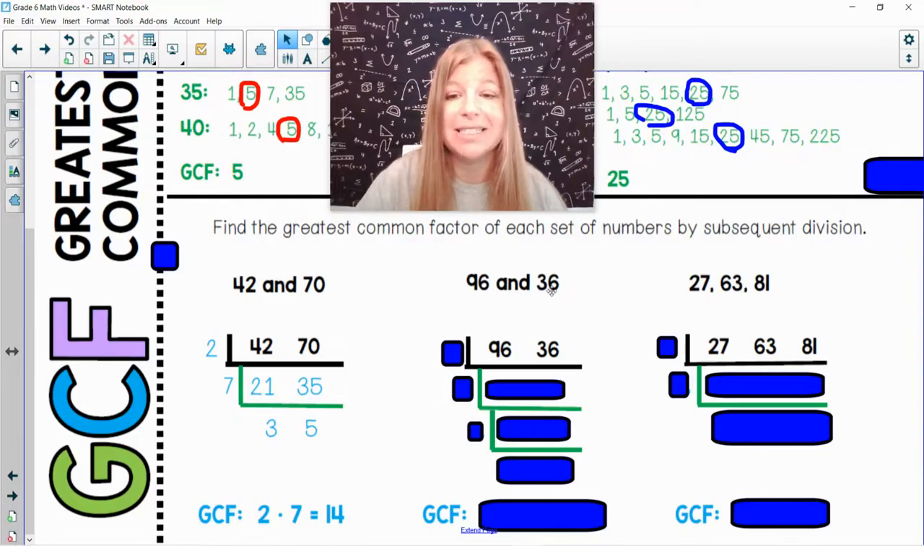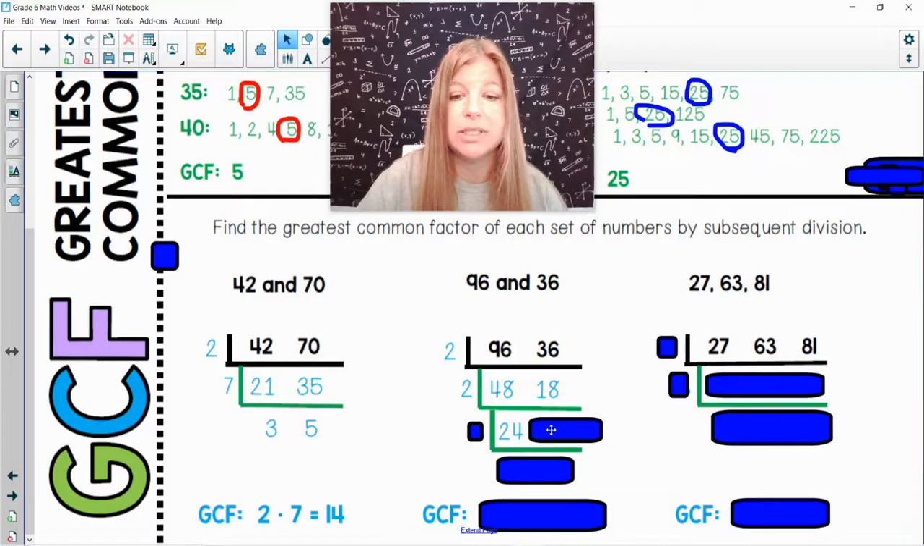Next one, 96 and 36. Are they both divisible by 2? Absolutely. If I divide them both by 2, 96 divides by 2 48 times. 36 divides by 2 18 times. Can I divide those also by 2? Absolutely. 2 goes into 48 24 times. 2 goes into 18 9 times. Will 2 divide into both of those? No. How about 3? The next prime number.